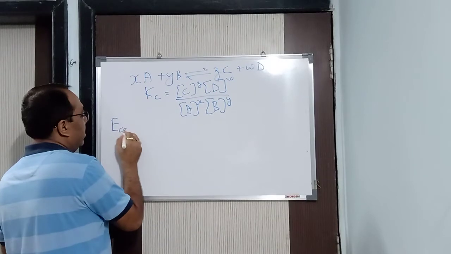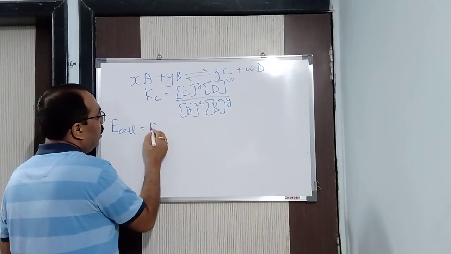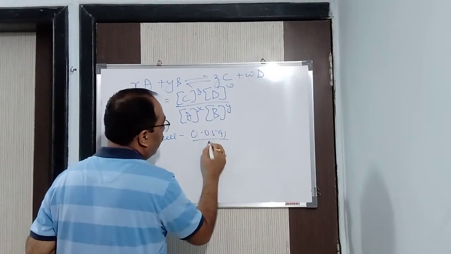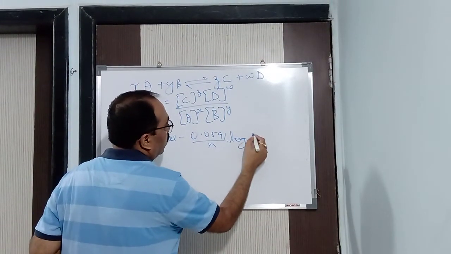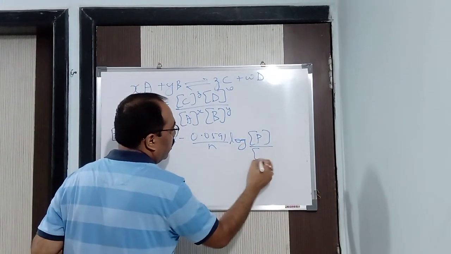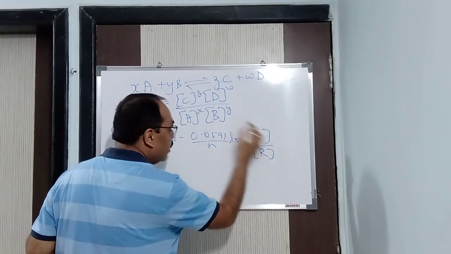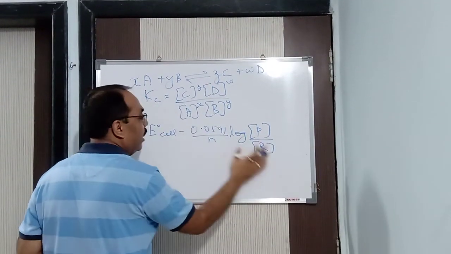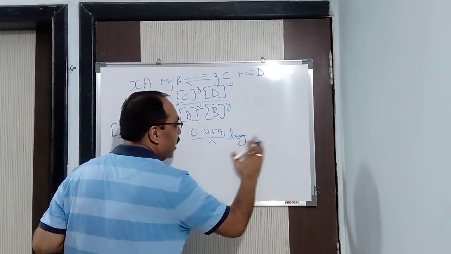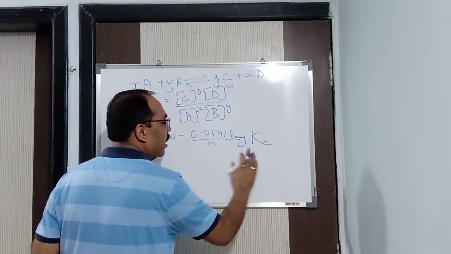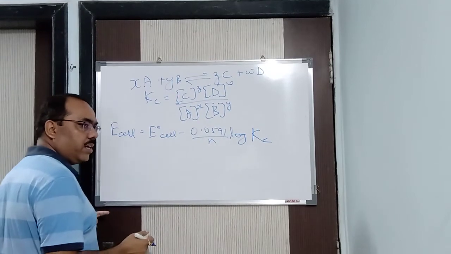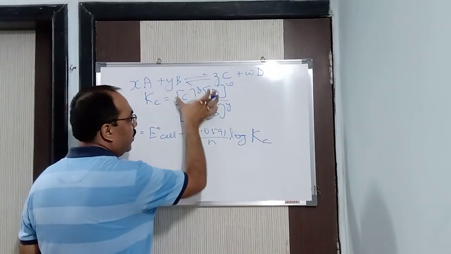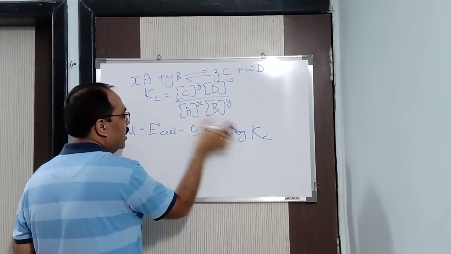So, E cell is equal to, same formula, E naught cell minus 0.0591 by n log concentration of product by reactant. I can write this particular one, concentration of product by reactant, directly as log Kc. Have you understood or not? That is, what is it? Log concentration product by reactant. So what is product by reactant? It's nothing but Kc. I can write it.